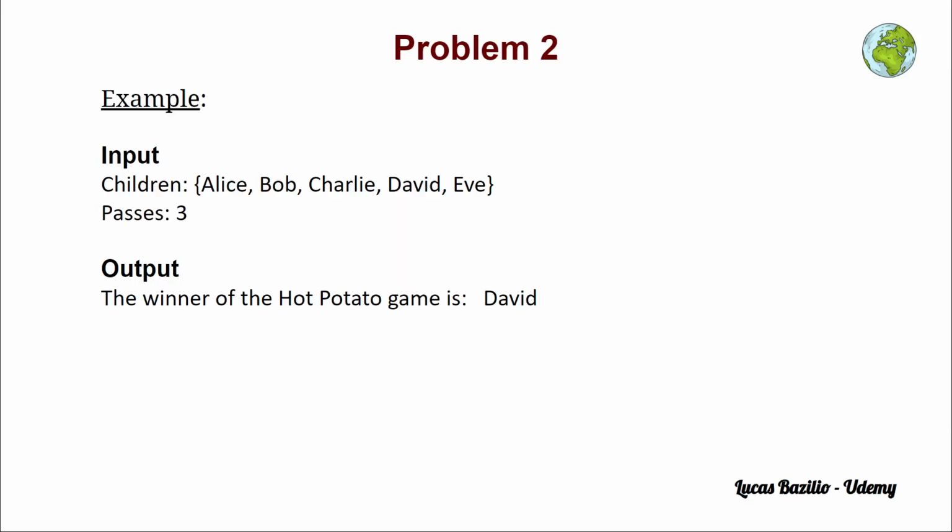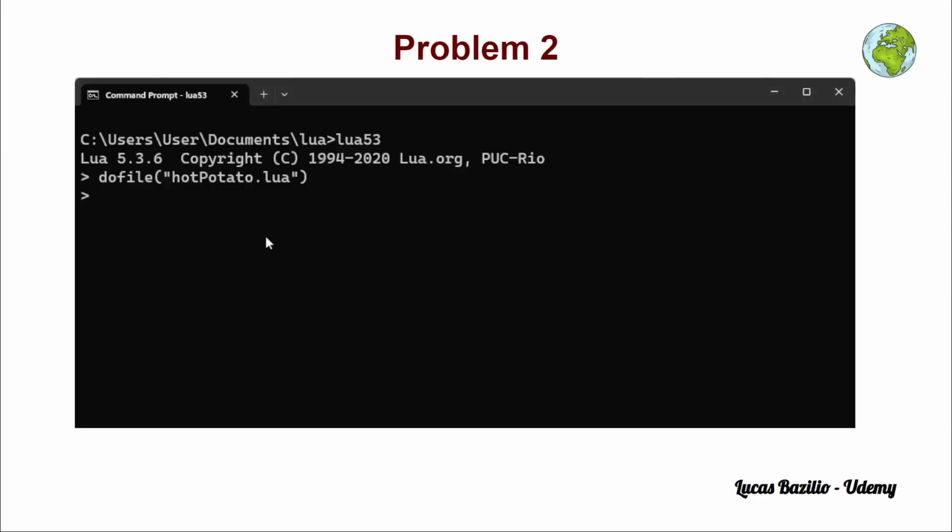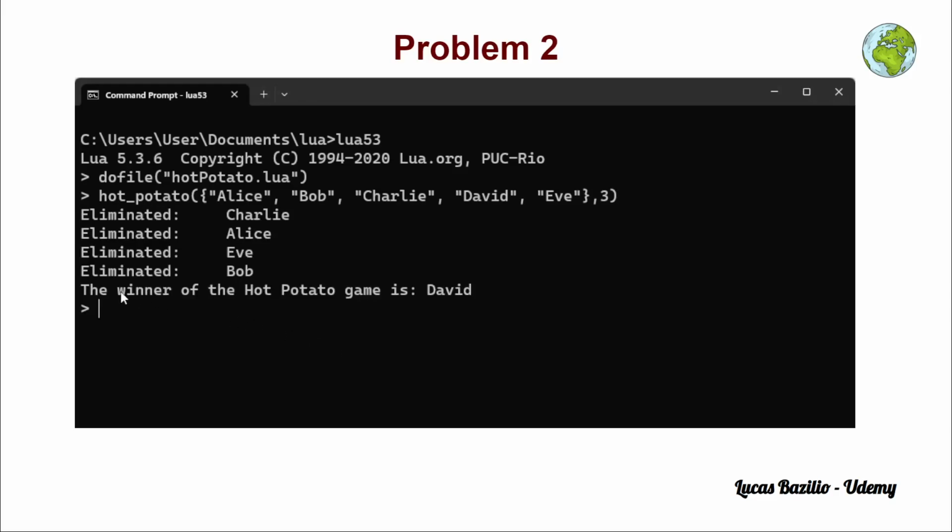So first of all, let's apply the function with this input here. The children that we have are Alice, Bob, Charlie, David, Eve, and the number of passes is 3. So we apply the function hot_potato. Remember that the name of the function is hot_potato. Here we pass the sequence, and the number of passes is 3. So we press the enter key, and now as we can see we have precisely the same output. The winner of the hot potato game is David, right?